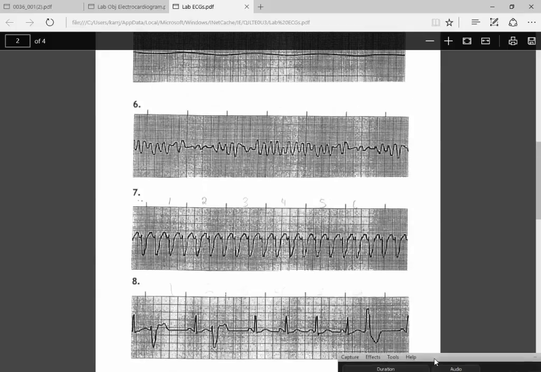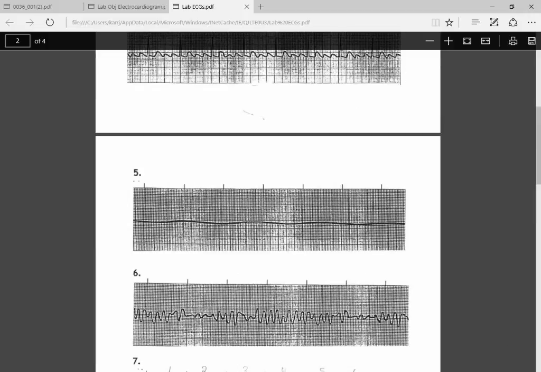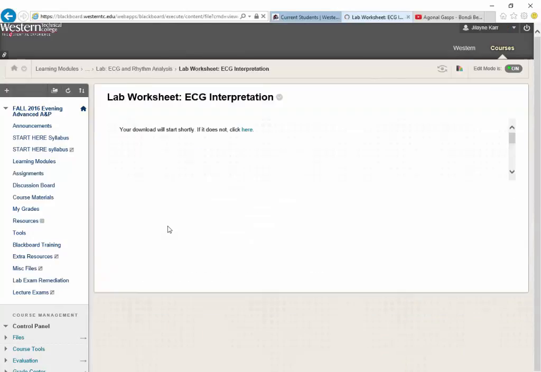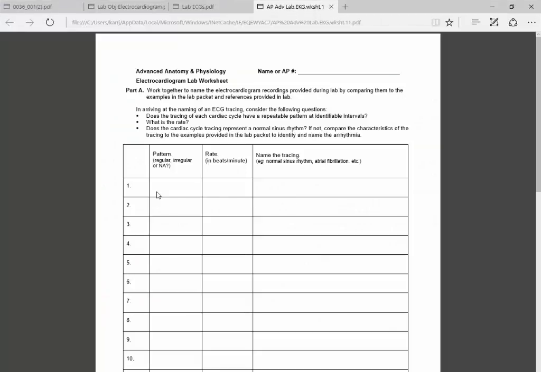On your sheet, there's 12 blanks. So you have to say, is the pattern regular or irregular? You can put R or I. Or if there is no pattern, like asystole, that would be NA. And then figure out the rate. Whatever method you want to use is fine. And then name the type of rhythm that you see. Then we'll go over the answers together. I'll give you about 15 minutes to work on that, because you want to build your confidence with these.